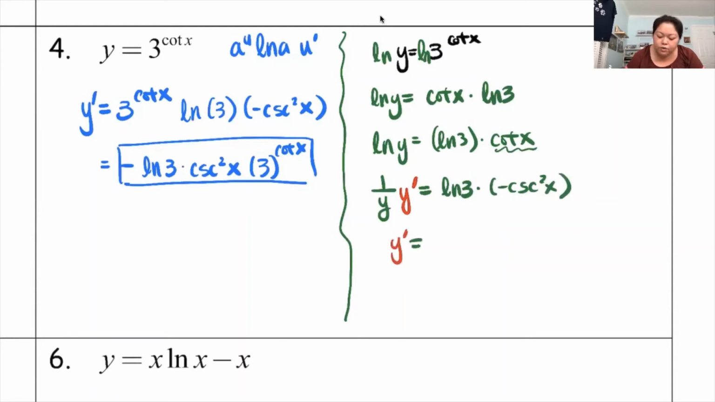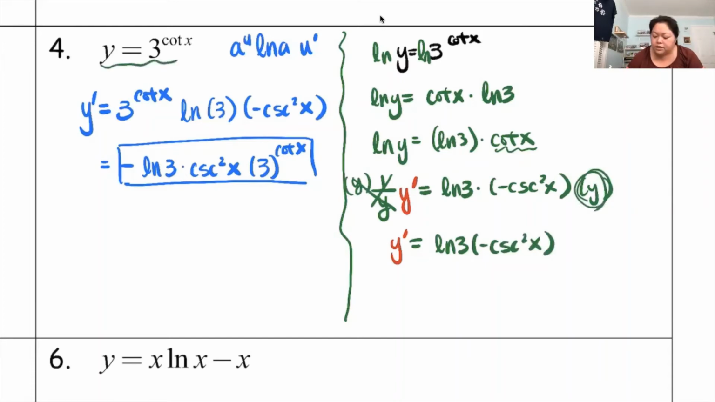And don't forget, you don't want this 1 over y, so you multiply y on both sides. So this is nice and clean on the left-hand side. You have natural log of 3 times negative cosecant squared x. Hey, what was y? I don't want y here. Well, looking at my original problem, y is equal to 3 cotangent x. So I'm going to multiply that by 3 to the cotangent x. And guess what? I have the exact same thing as next door, right?